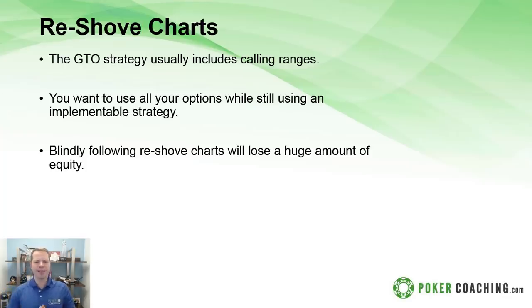So again, these GTO charts, the actual game theory optimal charts, when someone raises, include a lot of calling. Probably much more of a calling range than many people use. And you want to make sure you're using all of your options while still keeping an implementable strategy. And actually, at the end of this video, I'm going to tell you how to get my implementable 15 big blind charts, which will save all of you a ton of money if you are currently using a shove or fold chart only.